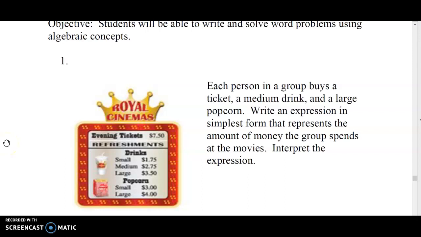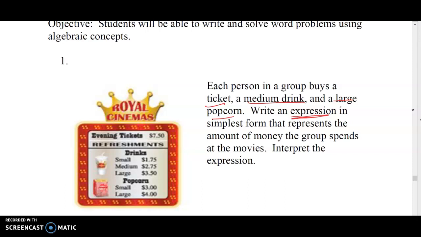Hi kids, today we're going to look at using expressions and equations to solve word problems. Before, we learned how to solve them just by doing the math, but now we're going to have to use our variables. So if you look at this first problem, it says each person in a group buys a ticket, a medium drink, and a large popcorn. Write an expression in simplest form that represents the amount of money the group spends at the movies. And then it says to interpret your expression.